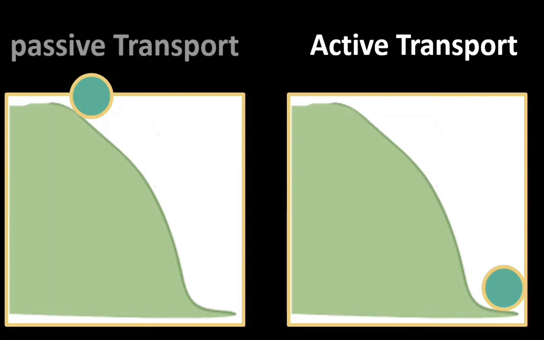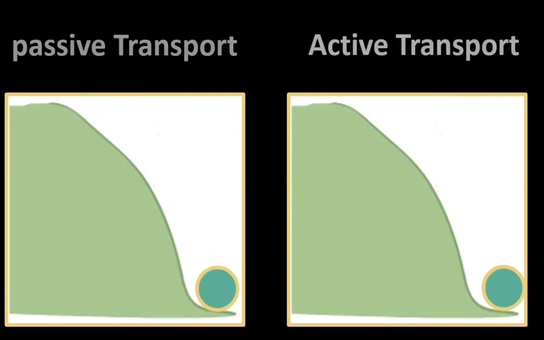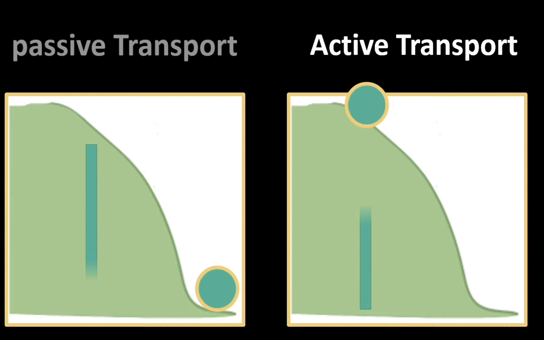Passive transport is downhill movement. Active transport is uphill movement. It needs energy. In passive transport, molecules move from higher concentration to lower concentration. In active transport, molecules move from lower concentration to higher concentration. So it needs energy.